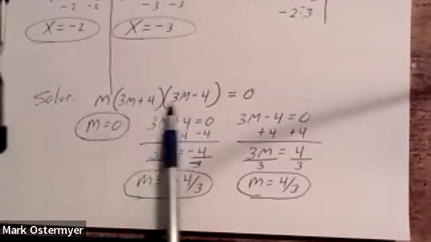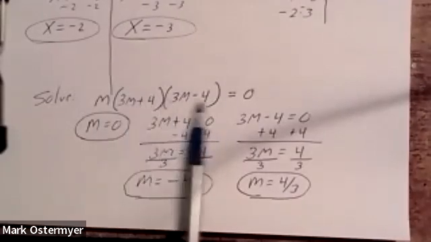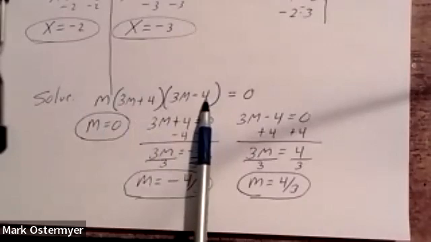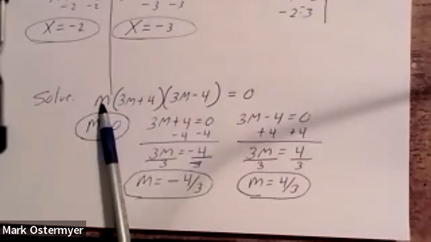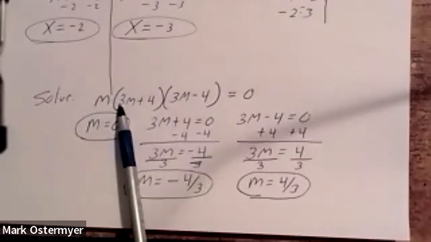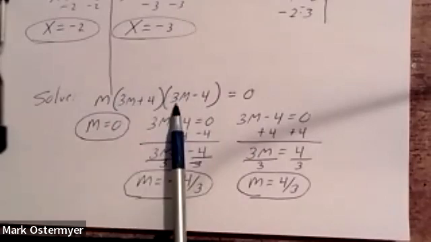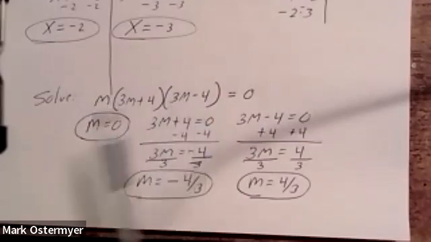Now it doesn't look like it's third degree, but that's because it's completely factored. If you were to multiply this all back out on the left side, you would have a third degree term in M. M times 3M is 3M squared. 3M squared times 3M is 9M cubed. This is a third degree polynomial equation. That's why we got 3 solutions. And that's guaranteed by the fundamental theorem of algebra. Any questions how we solve that equation?